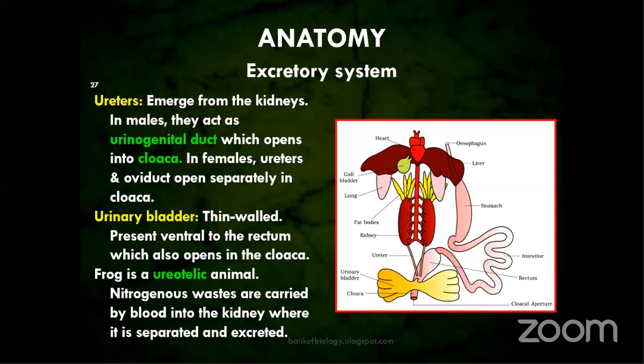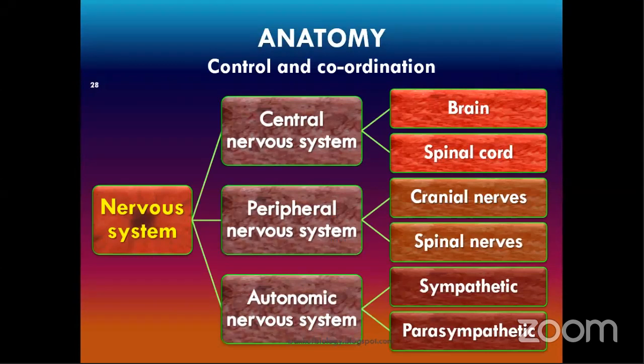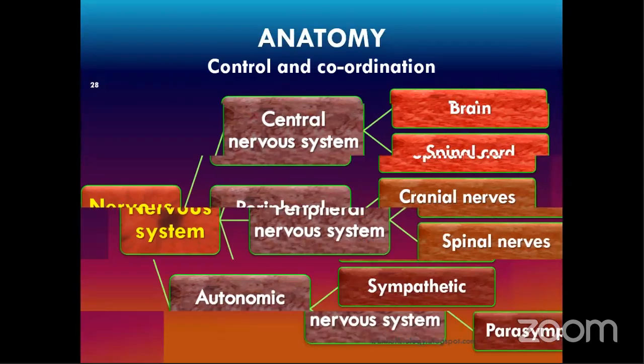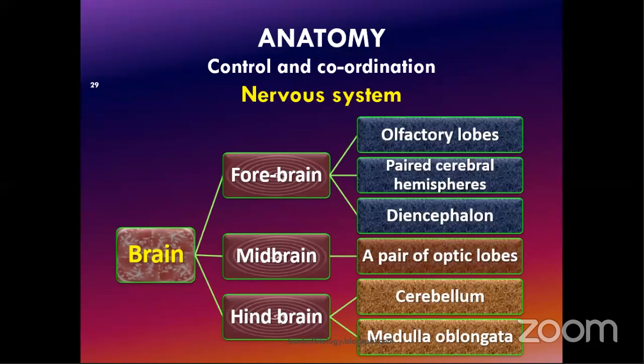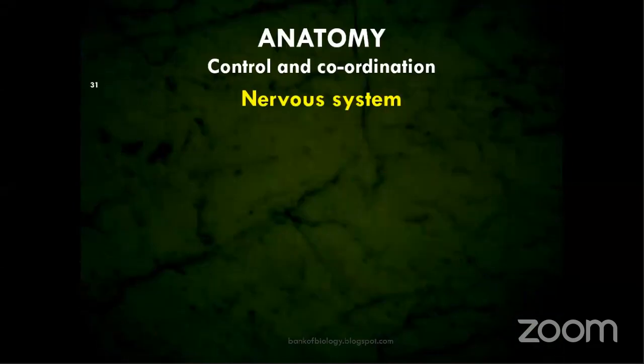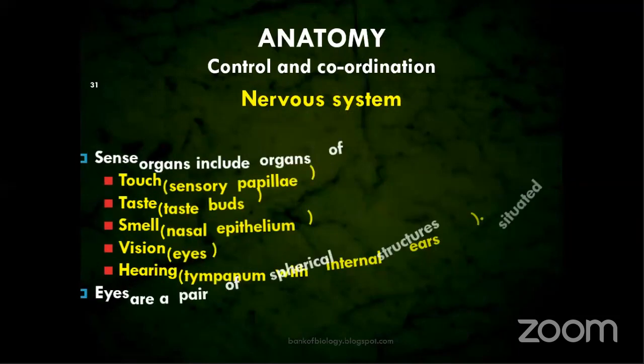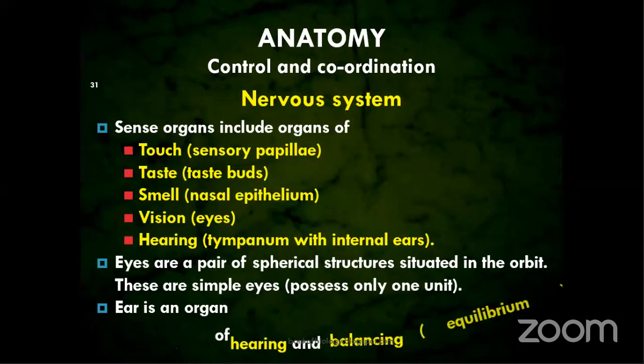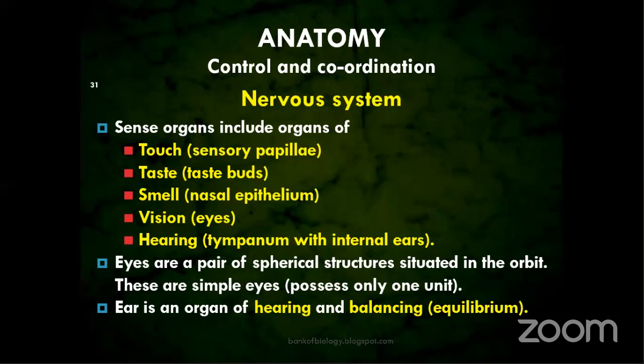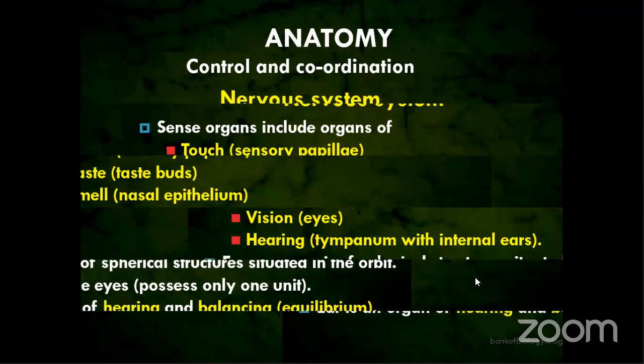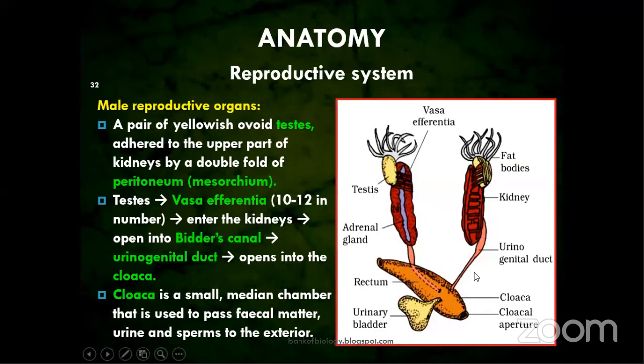So excretory system, it has kidneys, ureters and urinary bladder. Frog is a ureotelic animal. That means it excretes urea. The nervous system has a central nervous system, peripheral nervous system and autonomic nervous system. So just remember it has cranial nerves and all that. And sense organs are touch, taste, smell, vision and hearing. So the reproductive system, males have testes, females have ovary. The male's testis is usually attached to the kidney through fat bodies. Then they come out through the urinogenital tract and they open into the cloaca.